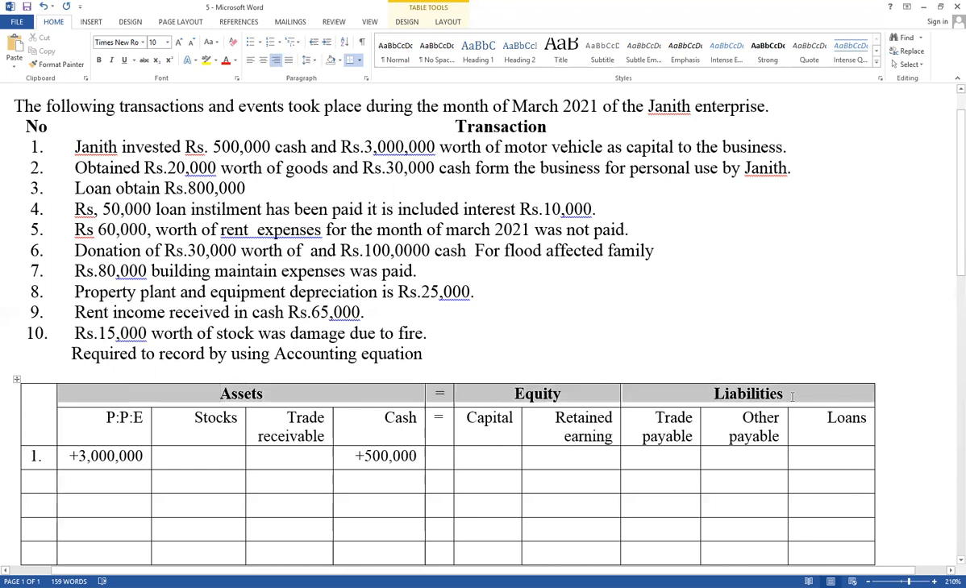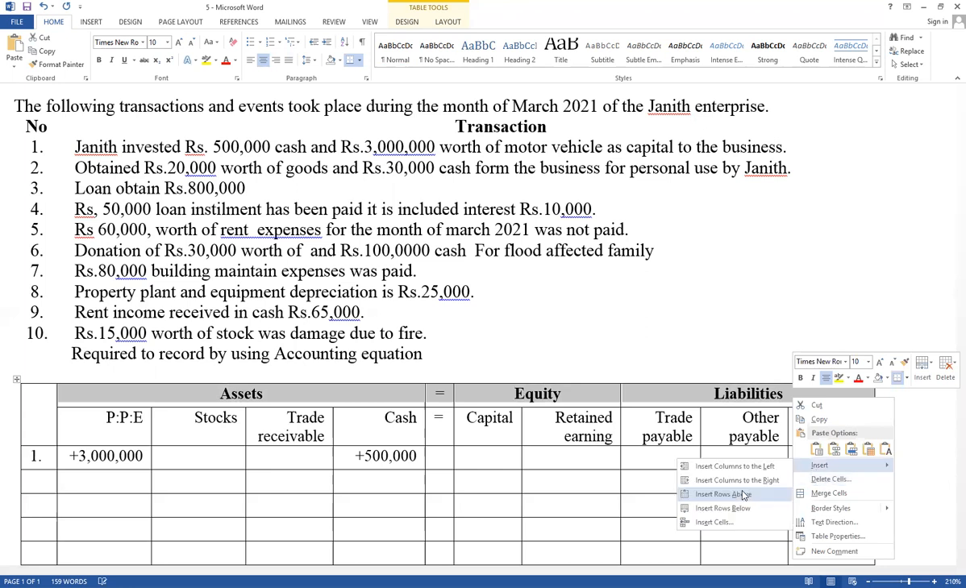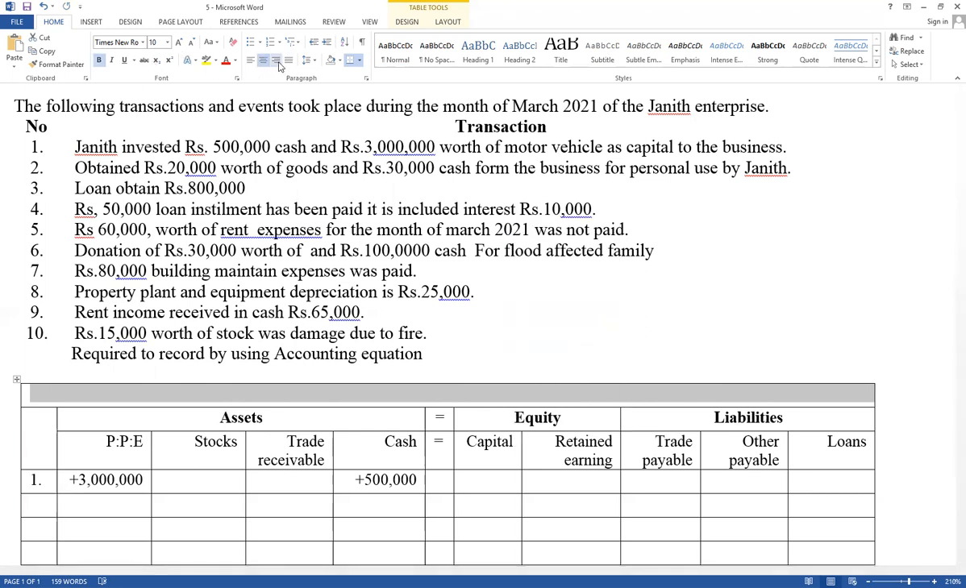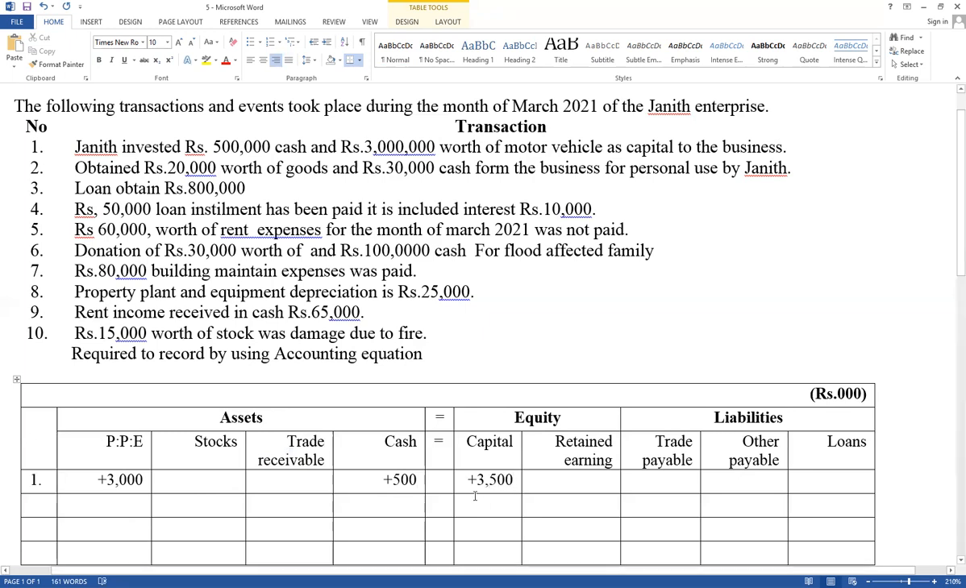Here, record values in 1000. If big values are given, record values in 1000. Therefore, here take values in 1000. The zeros can be cut. Therefore, property, plant and equipment increases 3000, and cash increases 500. Invested by the owner, therefore the total value affecting capital increases 3,500. Values in 1000. If big values are given, they can be shown in 1000s.